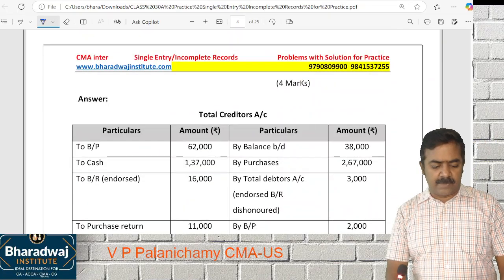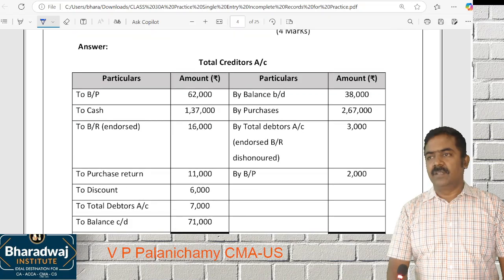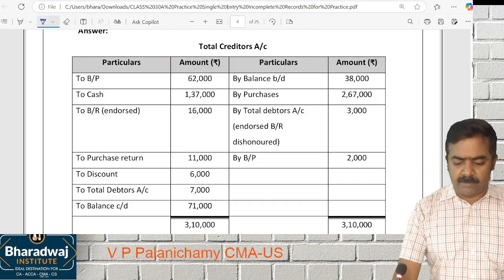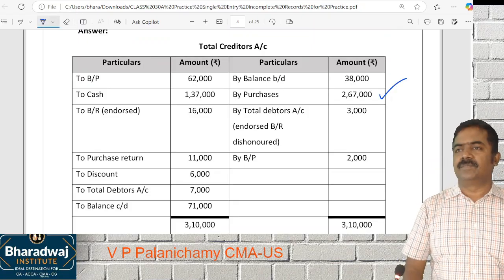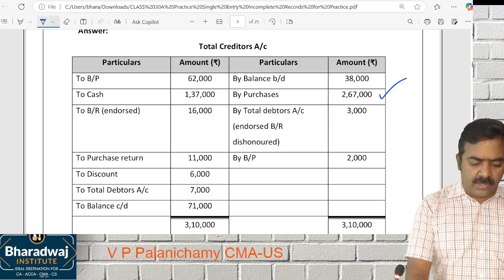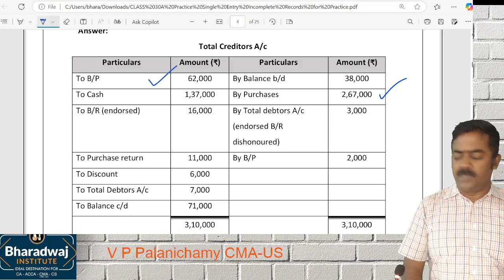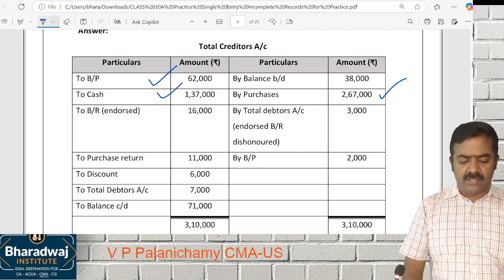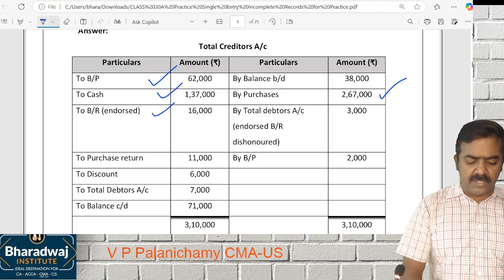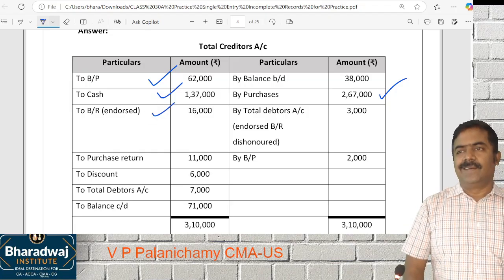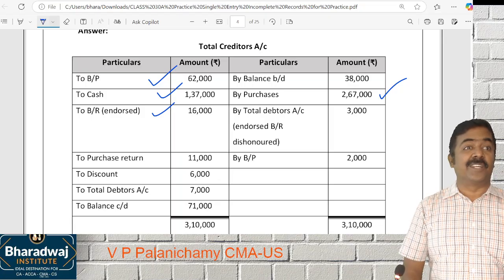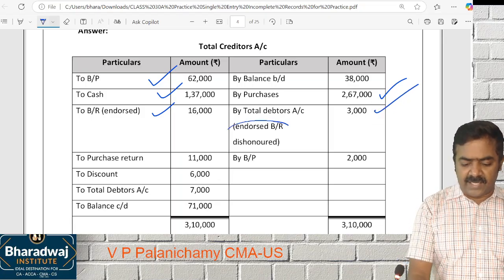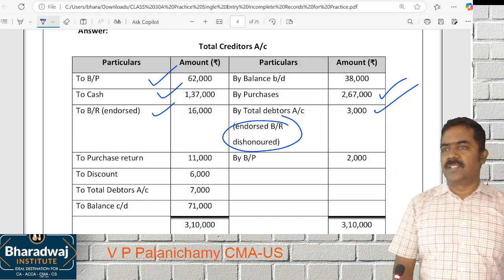Now let us see your journal entries. What is the first journal entry you passed? Purchase to creditors. Credit side, purchases. Then what is the next one? Creditors account debit to bills payable. Then creditors account debit to cash. Then creditors account debit to bills receivable. Then debtors account debit to creditors account. Now it will come as by debtors account, that endorsed bill dishonored. What is the next one?